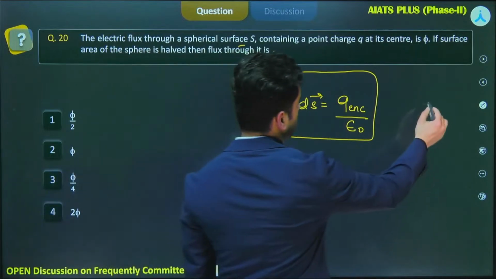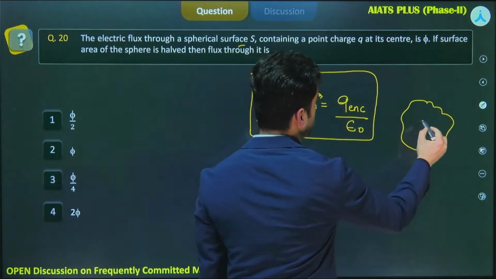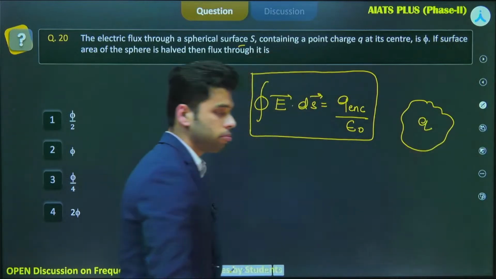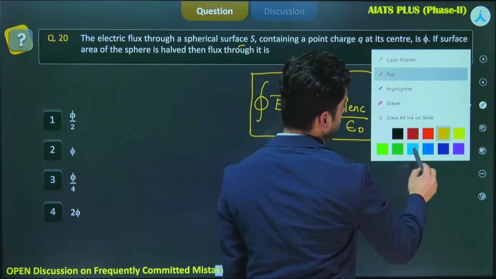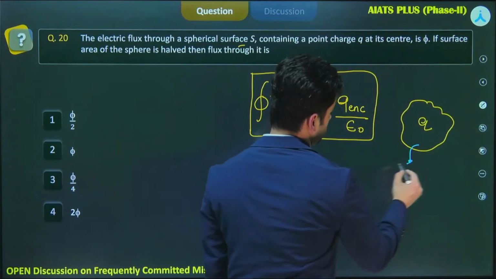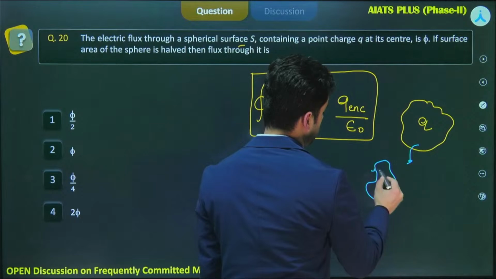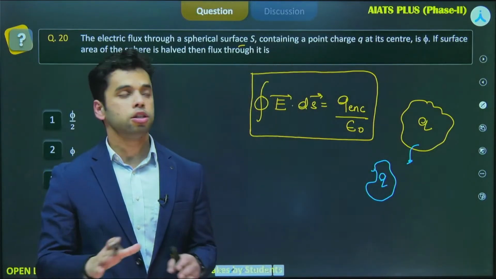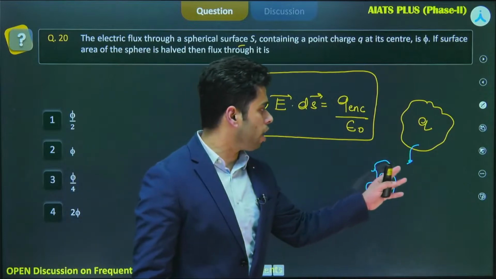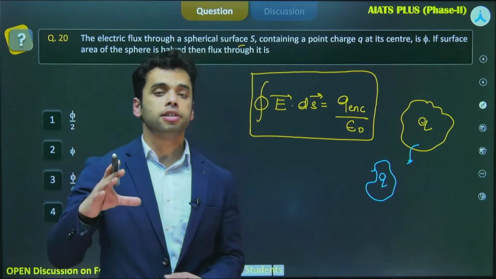Suppose that this is my closed surface and it encloses the charge Q, right? Now I am changing the surface area. Suppose I make it something like this. Again, it is enclosing the charge Q. So what is the difference? There is no difference. The electric flux will still depend upon the charge enclosed by the surface.